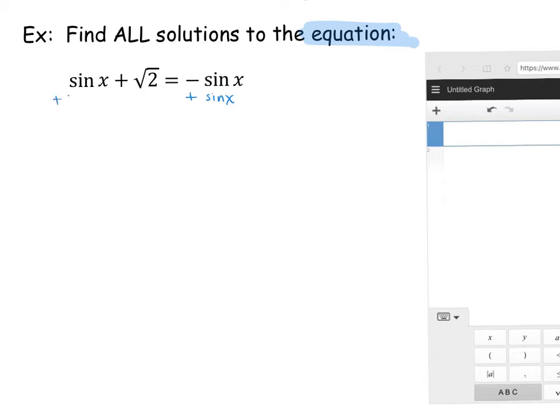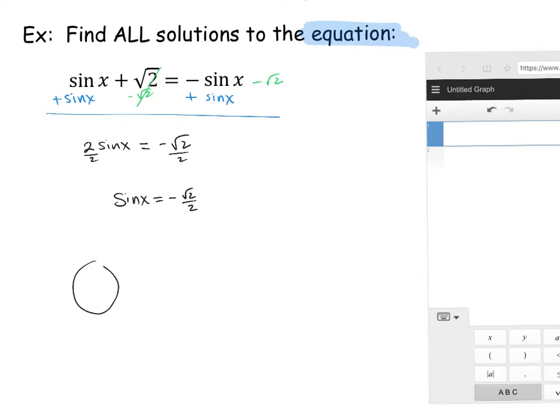I can add sine x to both sides, which I'm going to go ahead and do. So then I've got 2 times sine x is, I'm going to subtract square root of 2 from both sides. Okay, so now I'll go ahead and just divide by 2. So we've got sine of x is equal to negative square root of 2 over 2. And we can think about the unit circle.